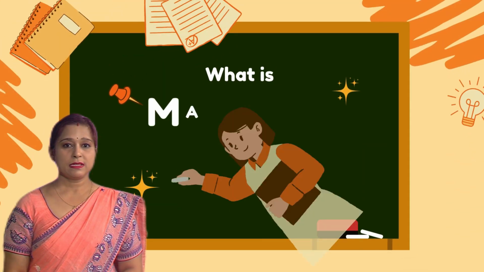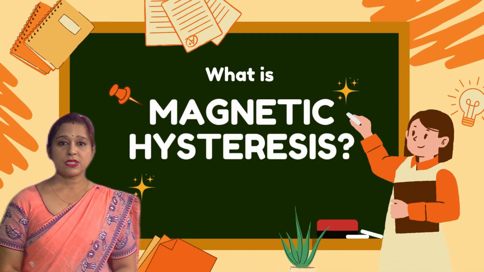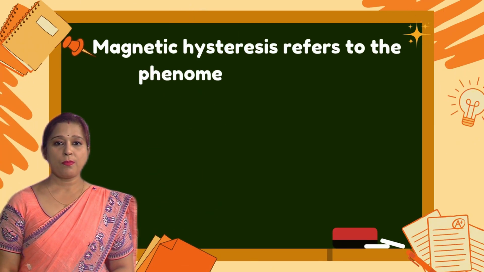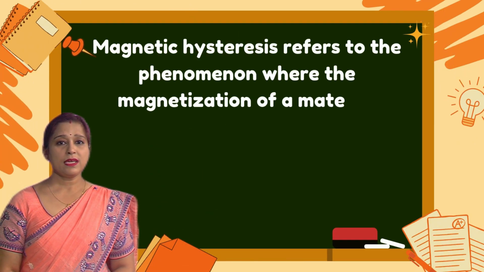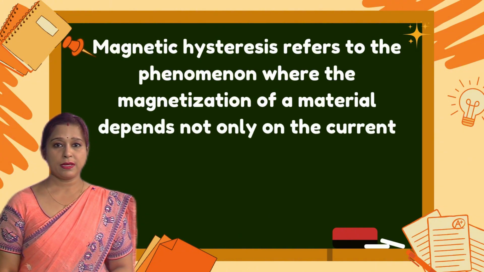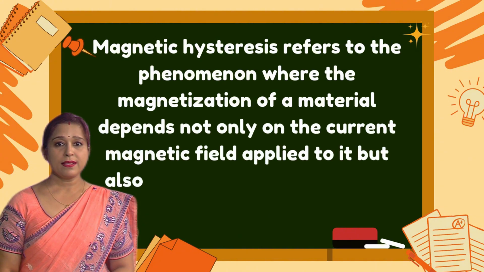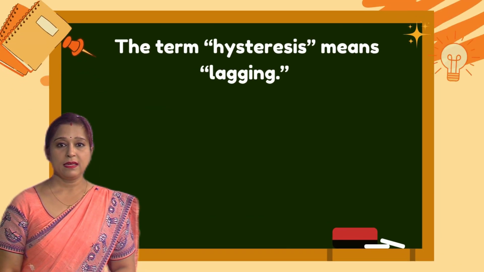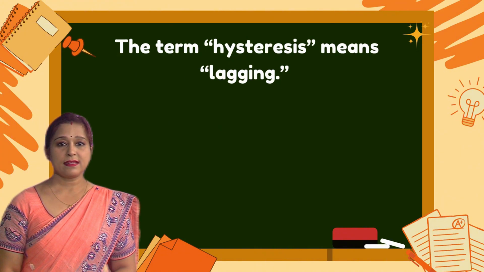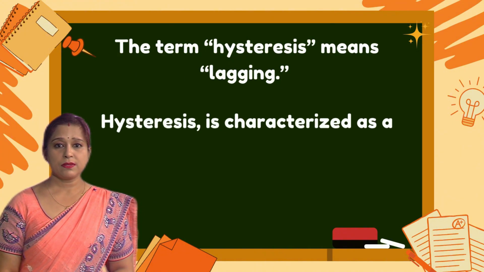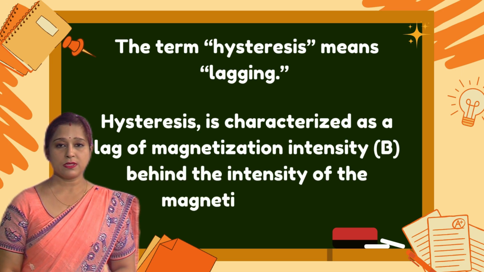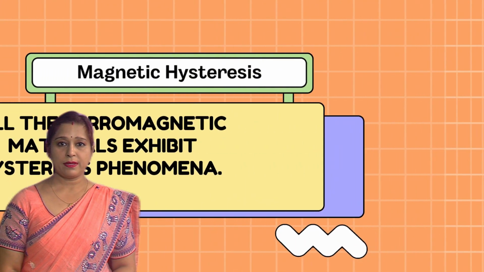Now, what is magnetic hysteresis? Magnetic hysteresis refers to the phenomenon where the magnetization of a material depends not only on the current magnetic field applied to it, but also on the material's previous magnetic history. The term hysteresis means lagging. Hysteresis is characterized as a lag of magnetization or magnetic flux density behind the applied magnetic field or intensity of magnetic field. All the ferromagnetic materials exhibit hysteresis phenomena.